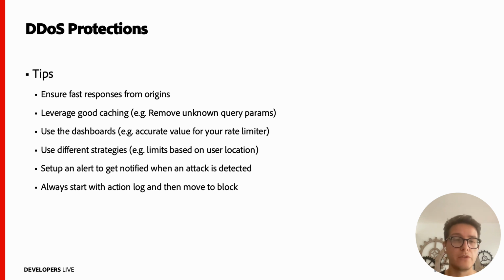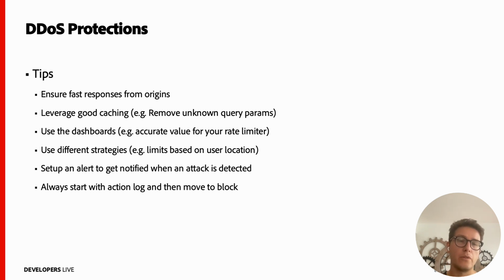The next tip is to use the dashboard. The dashboard will show you the most important metrics, but it will also give you, as we saw earlier, an accurate value for your rate limiter. The next tip is to use different strategies. It's quite important here. We saw it with the rate limiter. You could have 3 different rate limiters that protect your environment from 3 different things.